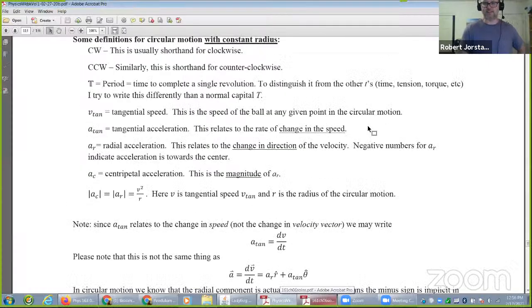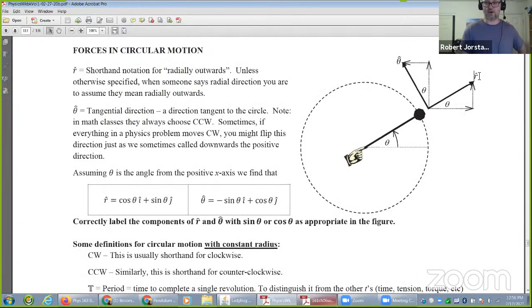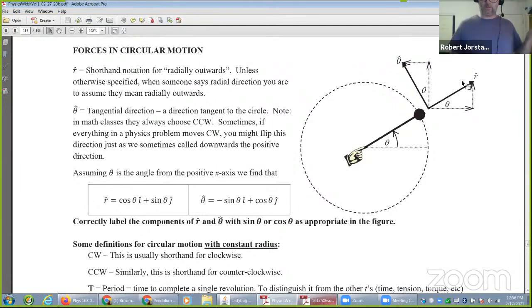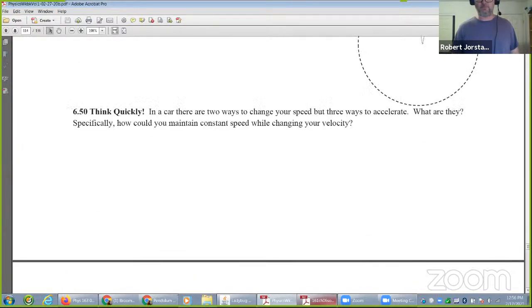So let me get back my screen share here. In a strict mathematical sense, if you're in a math class, you don't get to choose. These are always the directions of r hat and theta hat. Theta hat is always tangent to the circle in the counterclockwise direction. Similarly, r hat is always away from the center. However, in many physics problems, we flip both of those. Just like sometimes we switch X and Y to point upside down or left or right, we sometimes do the same thing. For example, let me give you an example.